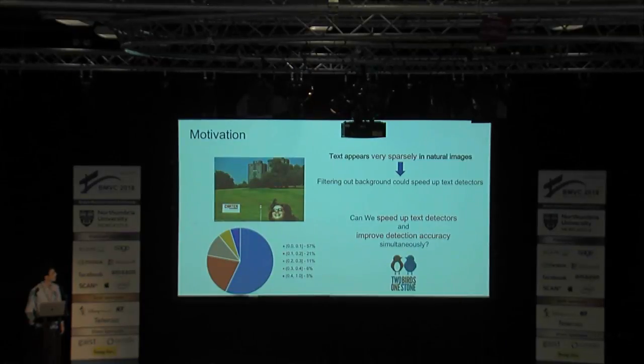If we want to speed up the detection, one idea that comes out is something like a cascade. If we can do some rough filtering of the background, get rid of it, and only focus on the foreground, then that will be much faster. That's the key motivation of this work, I think.